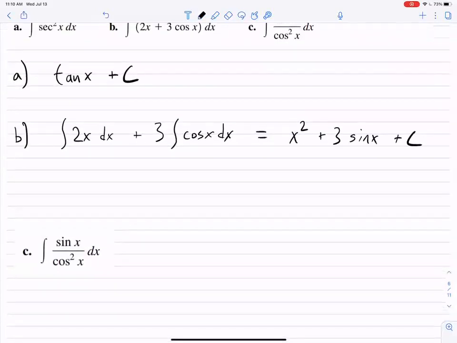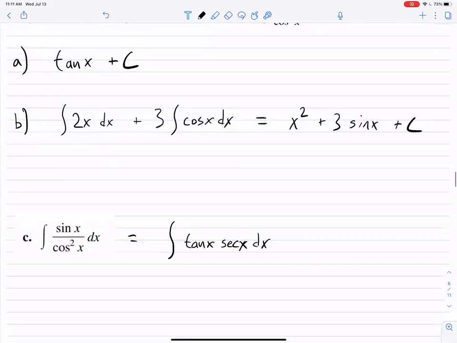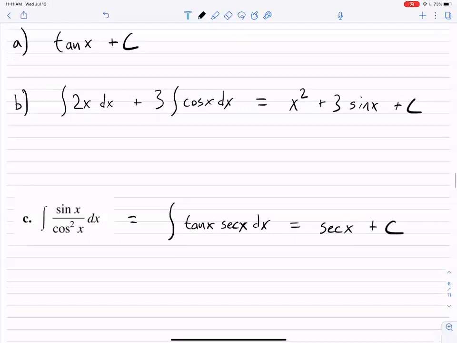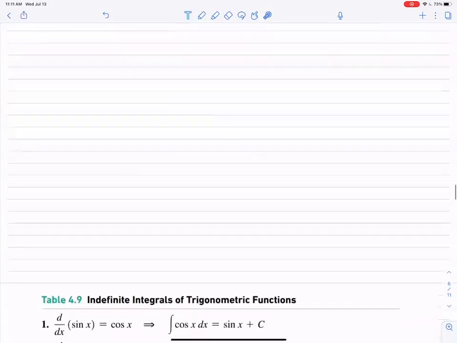And then finally for c, what can we do? So sine over cosine squared. As it's written, I don't really know a function whose derivative is that, but I can rewrite this as the integral of, well, sine over cosine is tangent, and then 1 over cosine is secant. So just using the trig identities, we know that that is actually the antiderivative of secant x tangent x. So this is secant x plus c, because the derivative of secant x is tangent x secant x. And so that's a clever way to do that one.